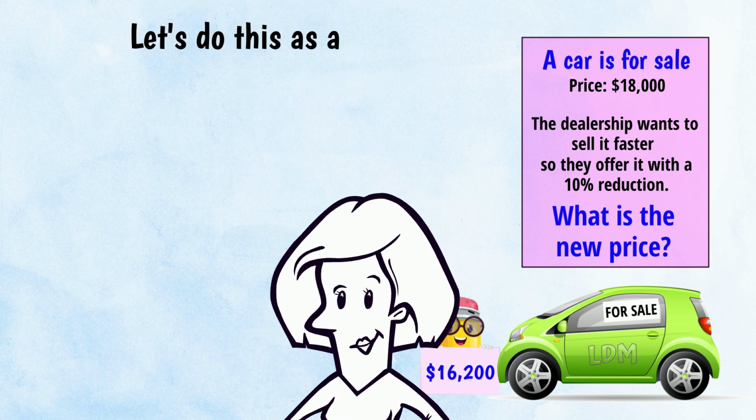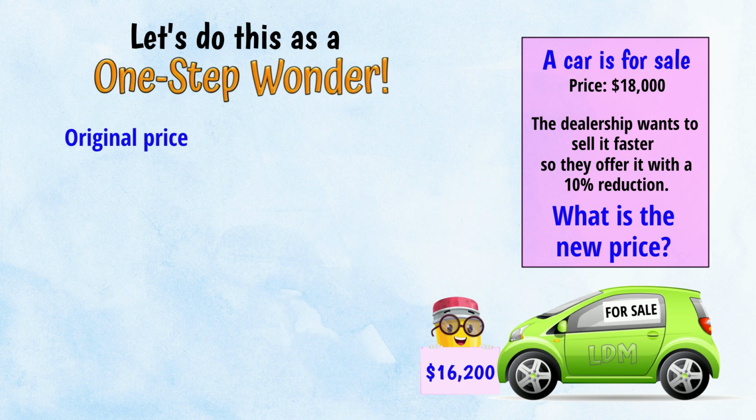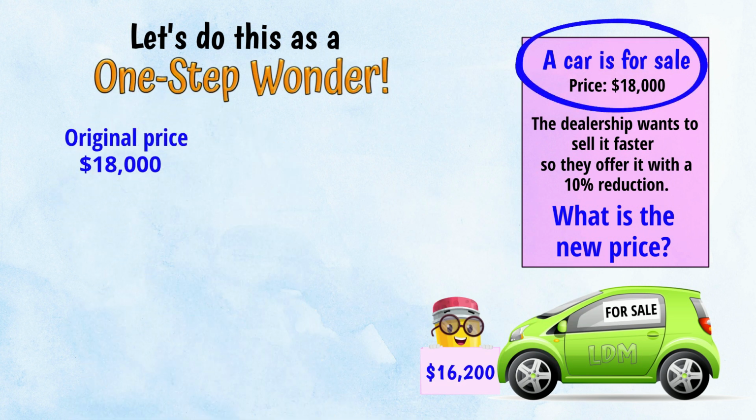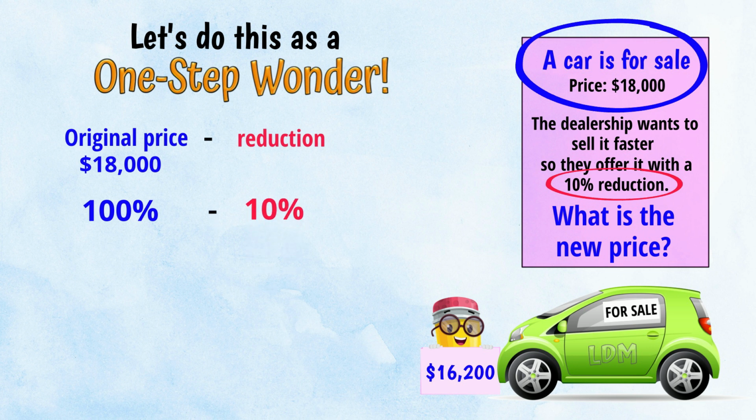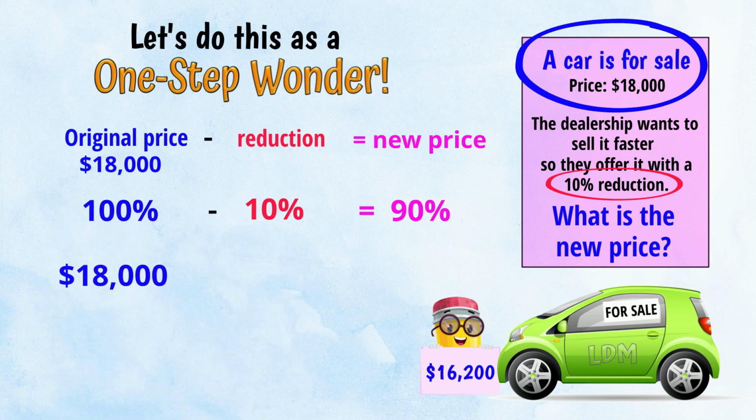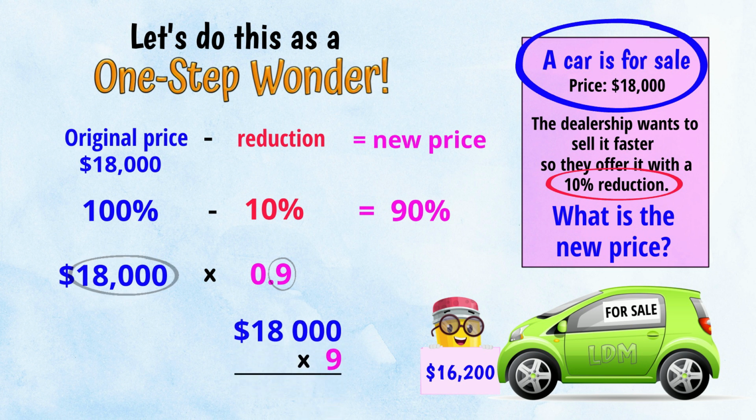Now, let's do this as a one-step wonder. The original price of the car was $18,000. We call that 100%. They reduced the price by 10%, so we say minus 10%. Subtract, and you can see that the new price is 90% of the original price. I can show the plan as $18,000 times 90%. As a decimal, 90% is 0.9. These are the figures to multiply.